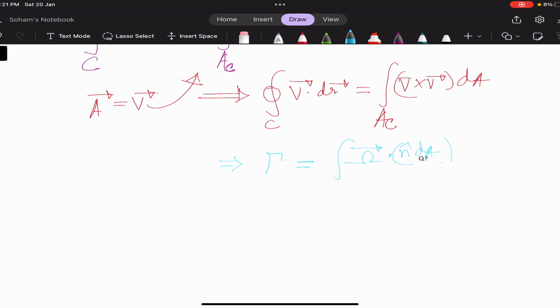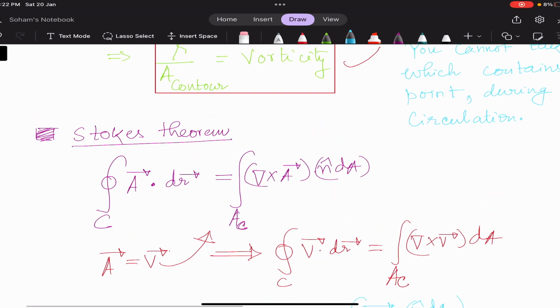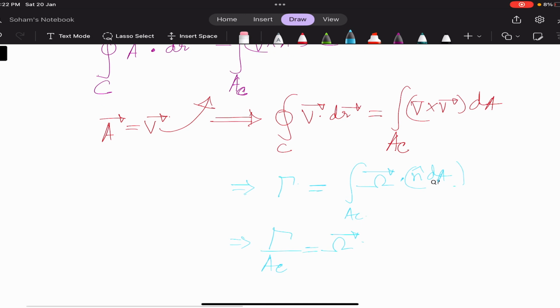Okay, and if the vorticity is constant, that is, the vorticity is not a function of the area, it is constant throughout the whole area, then we can take out the vorticity, and this will give us area of contour equal to vorticity vector. Okay, so this is the concept.